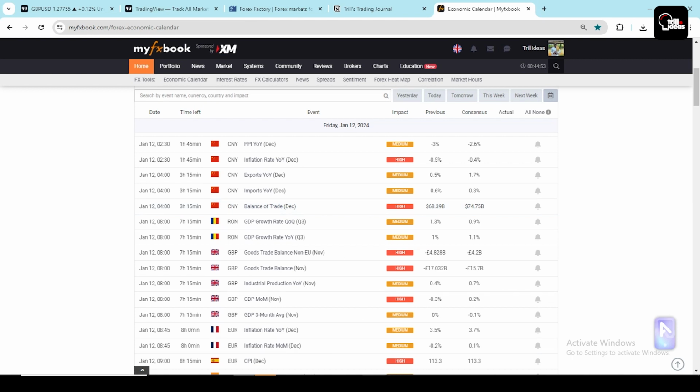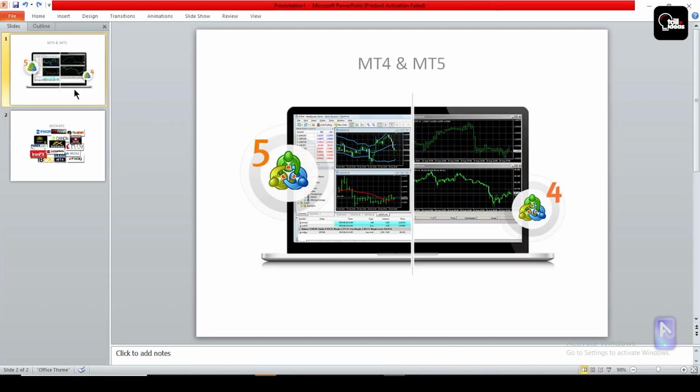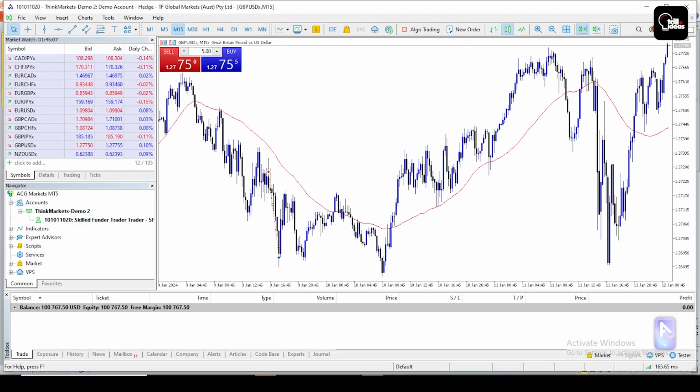For the MT4 and MT5, it is also available on your mobile phone and PC. This is how it looks like, just like I said, on PC. But for the phone, as time goes on, if you register on a brokerage firm and want to place a trade, for an example, I'll still show you guys how to navigate your way through your phone.